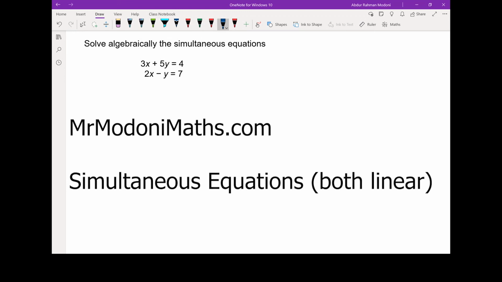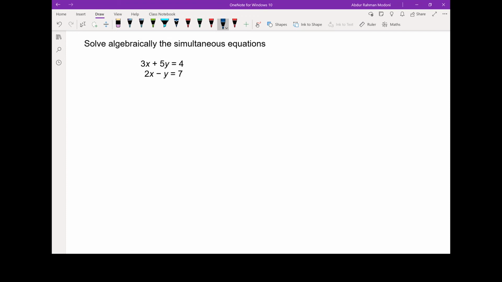Here we're looking at solving simultaneous equations algebraically. So this is where we have two equations with two unknowns. To begin with, we are going to make one of the terms, either the x or the y's, have the same coefficient in front of them.